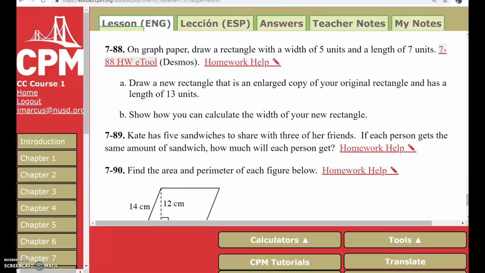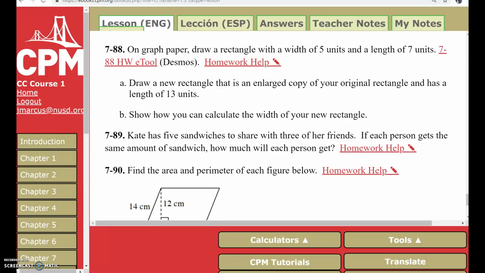We're going to do a problem from course 1, chapter 7, problem number 88. It says, on graph paper, draw a rectangle with a width of 5 units and a length of 7 units. They give us a great Desmos tool that we're going to use in a minute. Then it says for A, draw a new rectangle that is an enlarged copy of your original rectangle and has a length of 13 units.